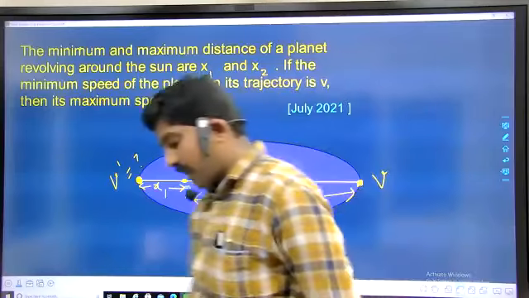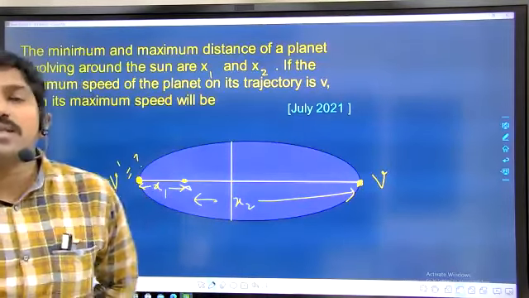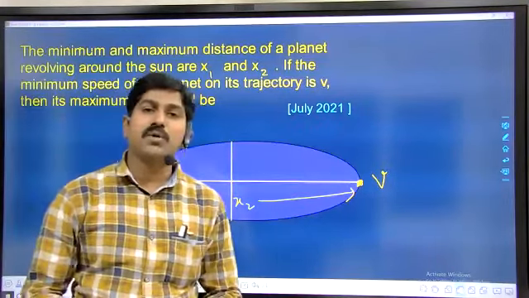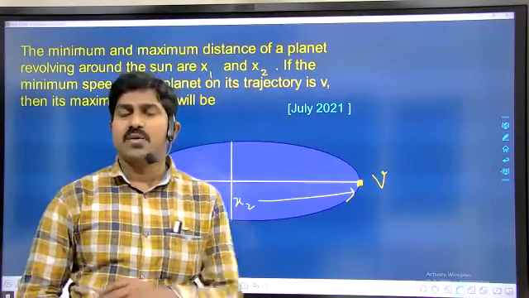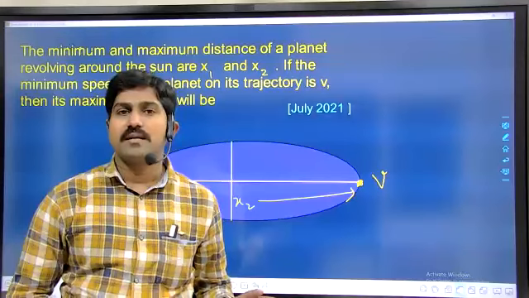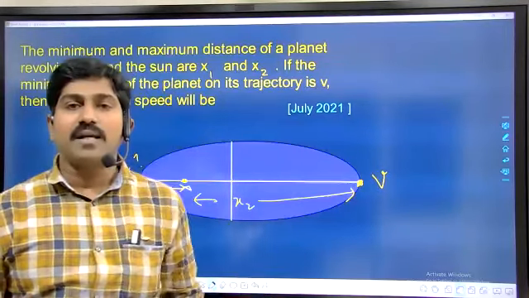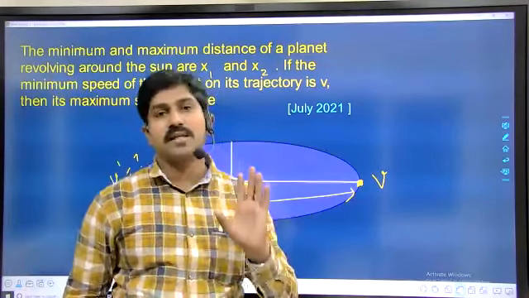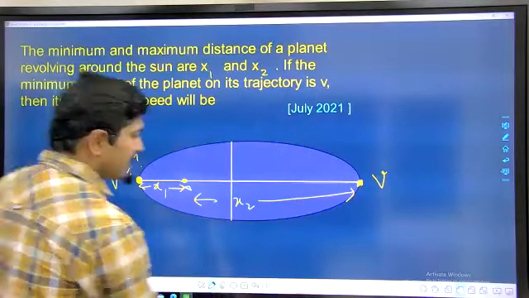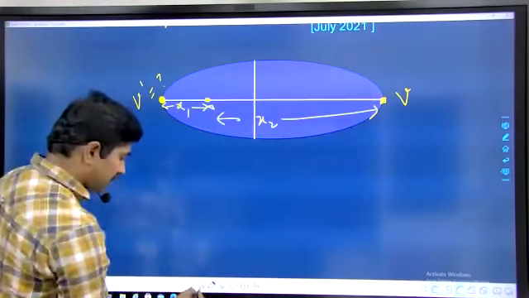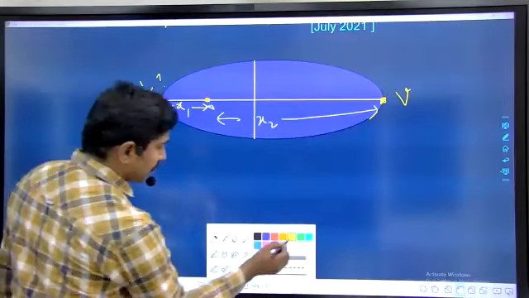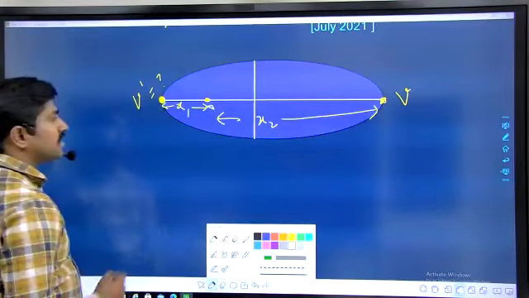Just like when electrons revolve around the nucleus, according to Bohr's rule, angular momentum is equal to an integral multiple of h by 2 pi, na? In one particular orbit, angular momentum always remains constant. In the same way here also, angular momentum remains constant. You try to write the formula for angular momentum, that is mvr only.